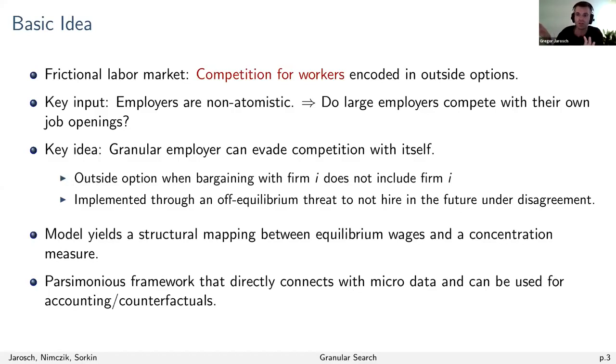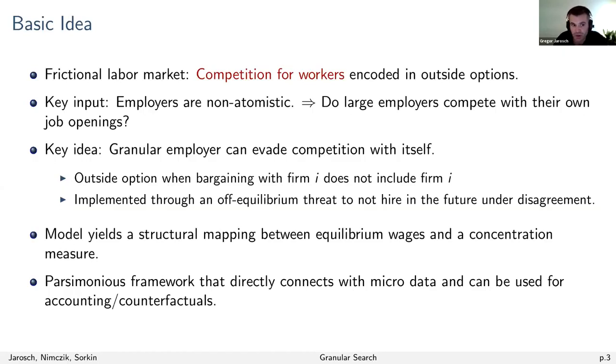Now, the first key deviation we take from the textbook model is that we'll be working with non-atomistic employers, so employers that account for a strictly positive fraction of employment in town. And then we ask, do these large employers compete with their own job openings? We'll argue that being a big entity gives it a means to evade competition across the various jobs it has. And that's the extent to which size will translate into a form of market power in the labor market.